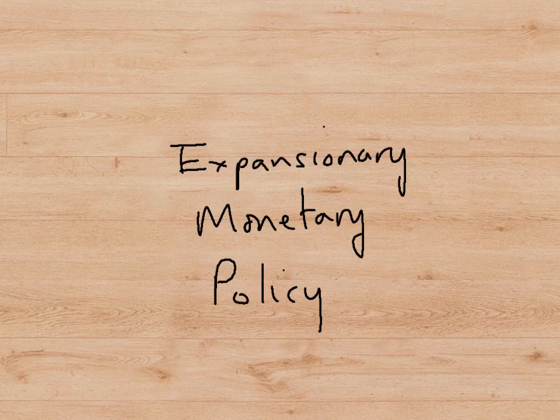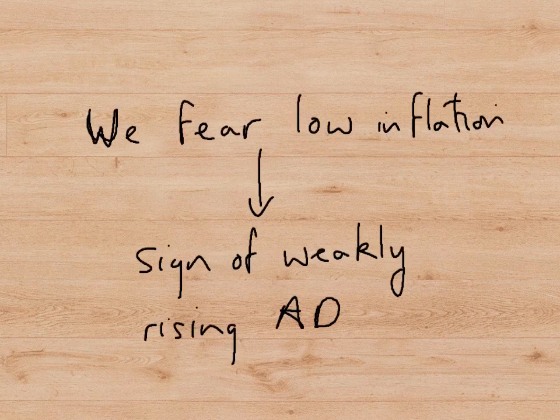This presentation is about expansionary monetary policy. Monetary policy involves the control of the bank rate and the control of money supply. It's mainly the bank rate that we focus on because that's the main thing that affects the economy with respect to monetary policy. Now, we've already seen that we fear accelerating inflation, but the fact is that we fear low inflation as well.